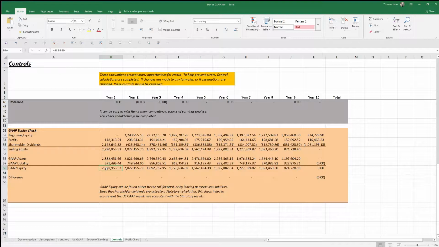I really like this particular check because it's actually bringing in a lot of statutory items too. In this case, we're bringing in shareholder dividends, which is something that's calculated on a statutory income statement and balance sheet. And that item, when we put it into the GAAP calculations, tells us that there's a high probability that the calculations are working as intended.